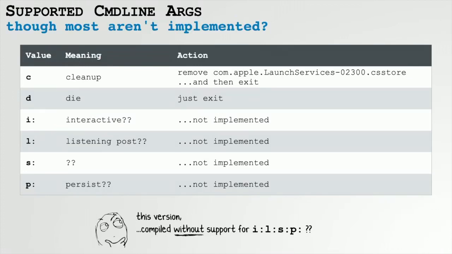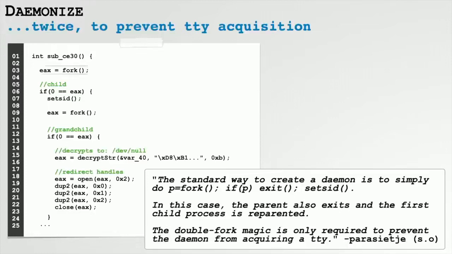Unfortunately, though, they didn't change the string of the supported command line arguments, so we can see what they are interested in. I've kind of guessed what the names are. I might be interactive, L might be how you specify a listening post via the command line, P might be how you persist, etc., etc.